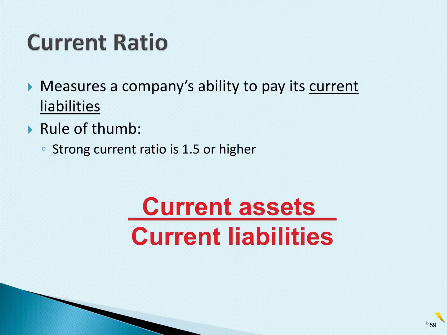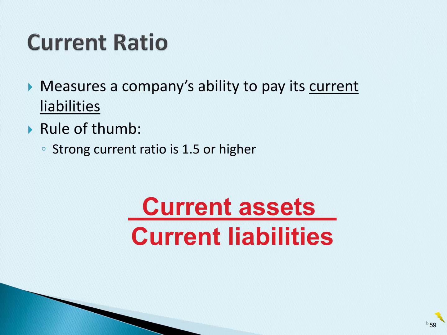A company prefers to have a high current ratio because that means it has plenty of current assets to pay its current liabilities. A current ratio that has increased from the prior period indicates improvement in a company's ability to pay its current debts. A current ratio that has decreased from the prior period signals impairment in the company's ability to pay its current liabilities.